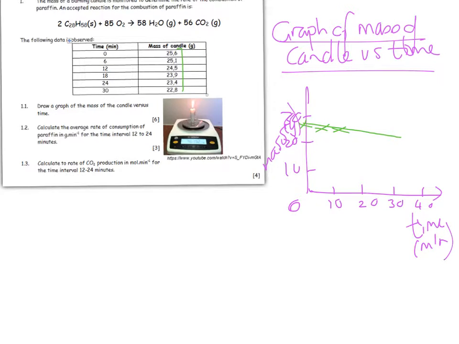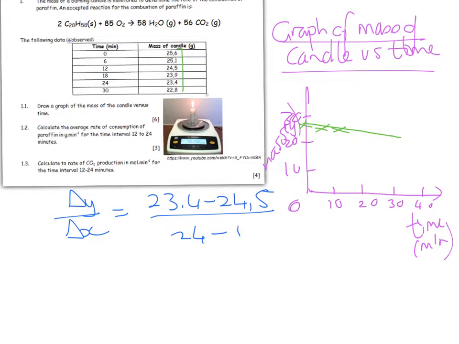Calculate the average rate of consumption of paraffin in grams per minute for the time interval 12 to 24 minutes. So you're going to say from 12 to 24, change in y over change in x to get the rate, and it's going to be 23,4 minus 24,5 divided by 24 minus 12, and that's 0,09 grams per minute lost. Something along those lines.